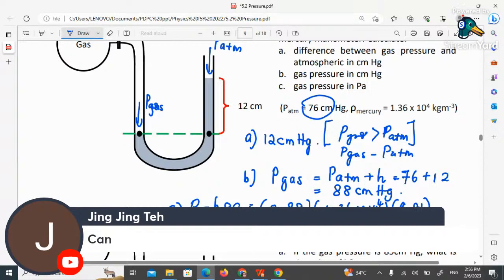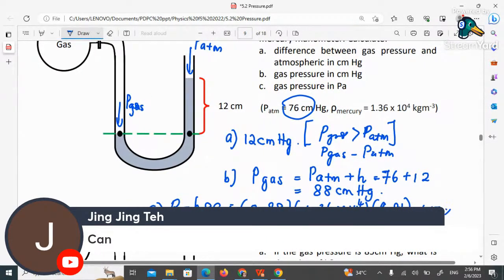Okay, 1.17 multiply 10 power 5 Pascal. Okay, yeah, correct. Wong Sin Jian. Okay.